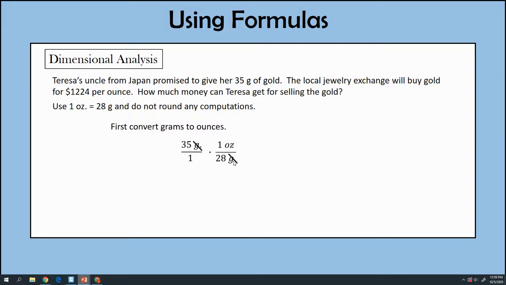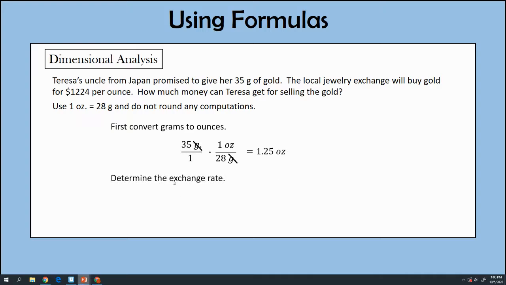Now the grams will cancel. My answer will be in terms of ounces. So it's going to be 35 ounces over 28. 35 divided by 28 is 1.25. So this 35 grams converts to 1.25 ounces.